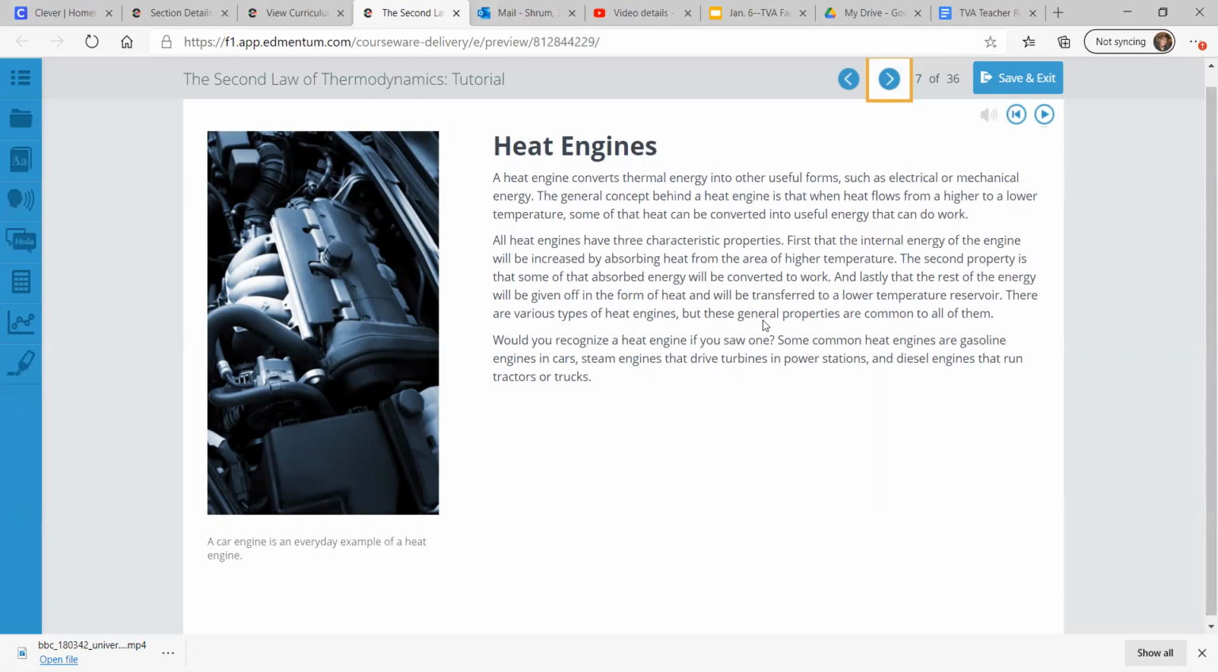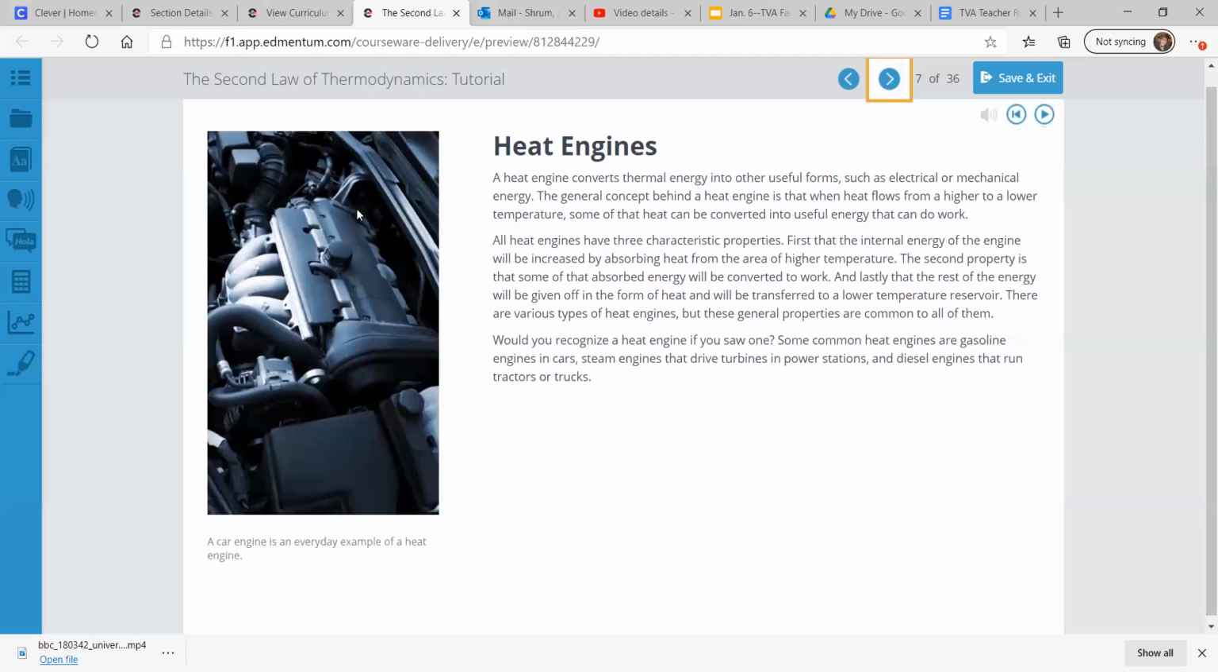And we'll see how that works in the upcoming slides. There are various types of heat engines, but these are the general properties that are common to all of them. Would you recognize a heat engine if you saw one? Some common heat engines are gasoline engines in cars, steam engines that drive turbines in power stations, diesel engines that run tractors or trucks.